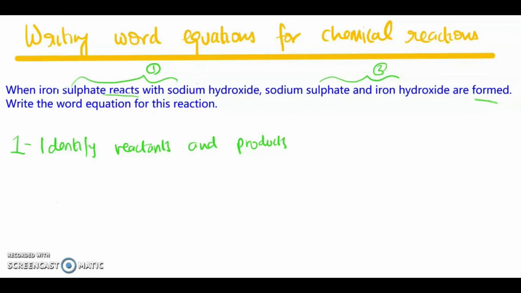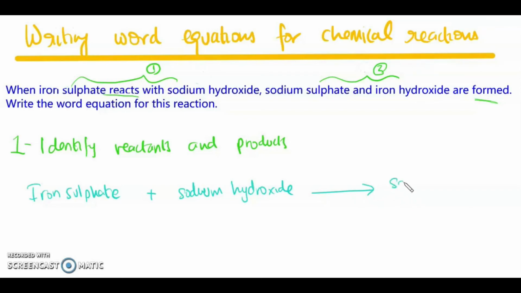So how will we write our word equation? We would state that iron sulfate reacts with sodium hydroxide, so we'll give it a plus sign. These two are combining together, they're reacting. So we have sodium hydroxide. Then we will give our arrow. This shows that the chemical reaction is taking place, and we are going to write our products which are formed, and we write them on the right side.